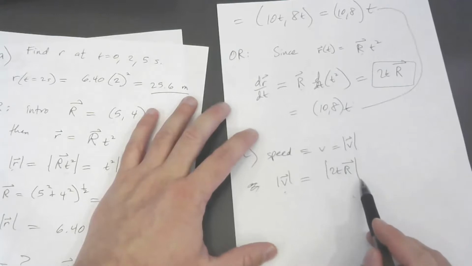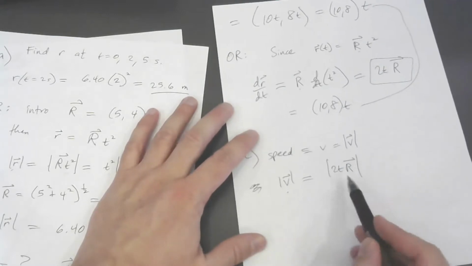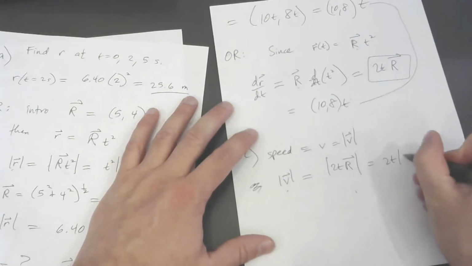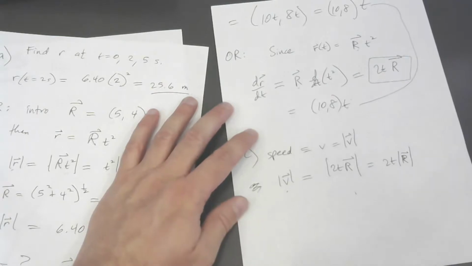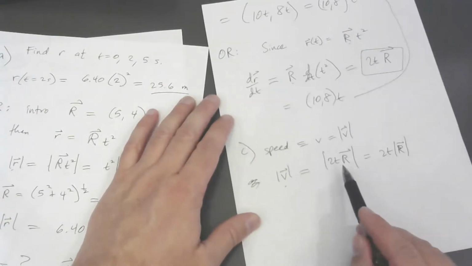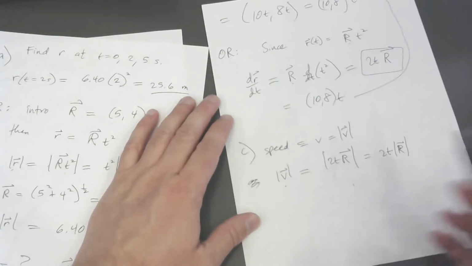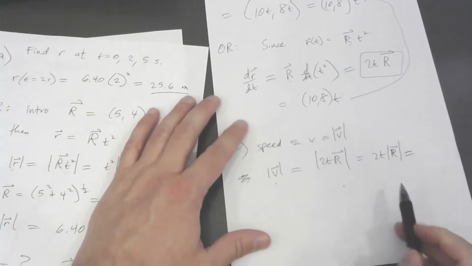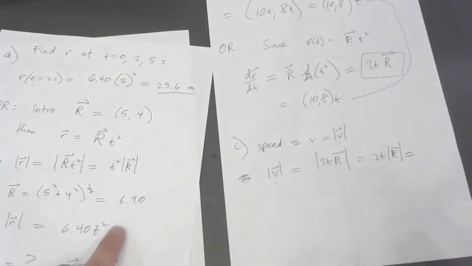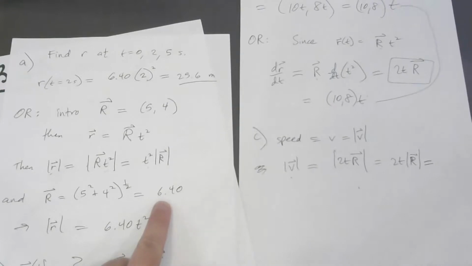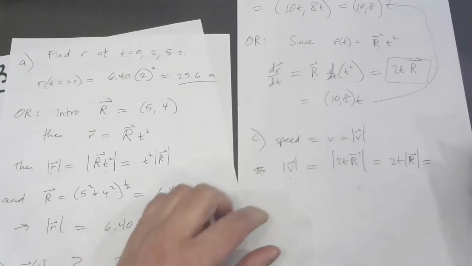And I chose to do it this way because now it's very easy to recognize. I can just pull the 2t out and take the absolute value of R, which we've already calculated. This way I don't have to mess with using the Pythagorean theorem and squaring the two components, both of which have a t in them. I'll go back and do it that way too, just to show you that it works. But we've already found that the magnitude of R was 6.40, so what is that, 12.8 after you multiply by 2?